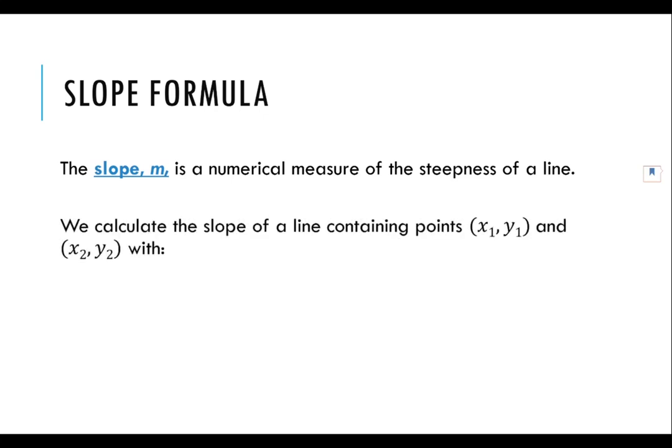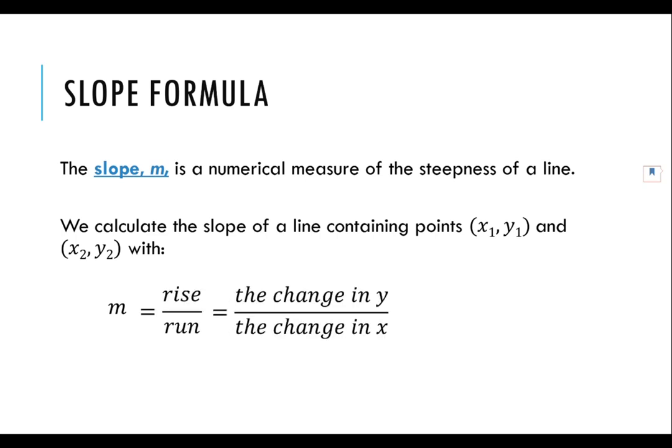We're going to calculate the slope of a line if you have 2 points, x sub 1, y sub 1, and x sub 2, y sub 2. Given this, m is really the rise over the run, which is the change in y over the change in x, which mathematically is y sub 2 minus y sub 1 divided by x sub 2 minus x sub 1.